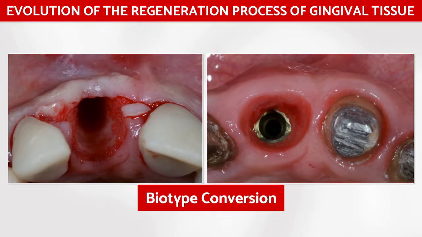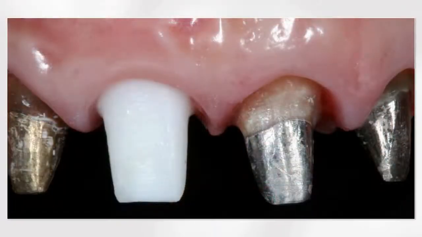And I can say that we have the biotype conversion. We started with a thin periodontal biotype, and now you can see a thick periodontal biotype. After the impression was taken, we manufacture here a Procera customized abutment. And take a look at the leveling of the gingival margin. But not only that, the anatomical contour of the gingival margin is very similar to the opposite sides.